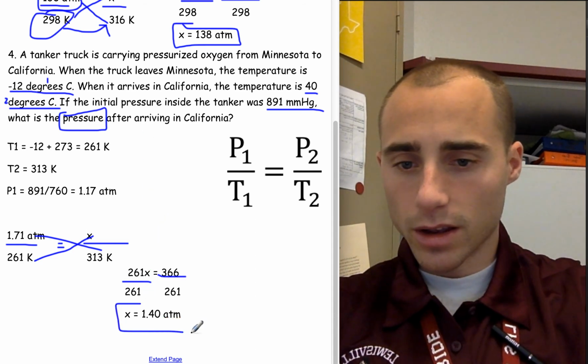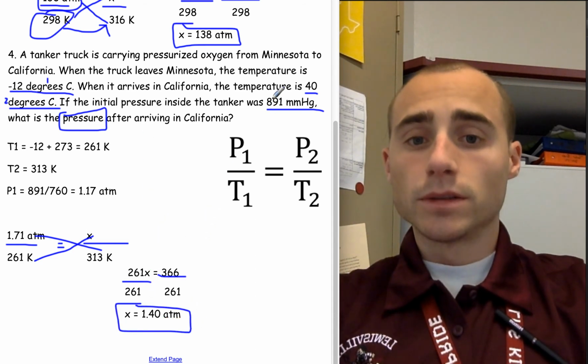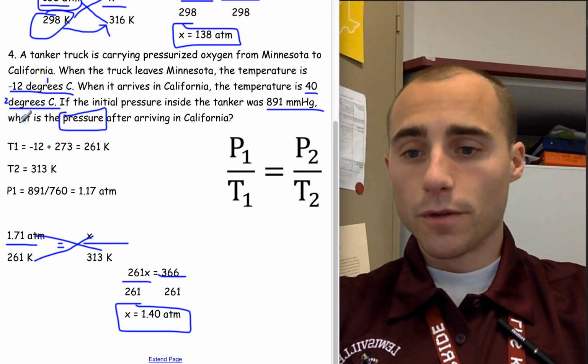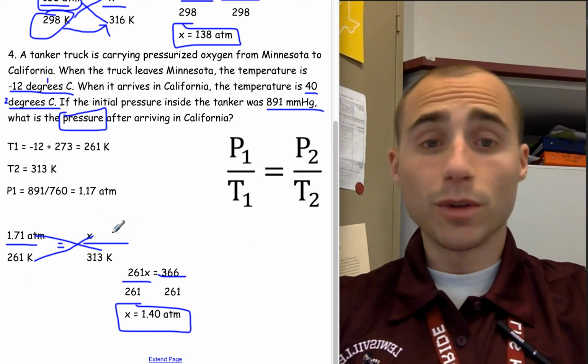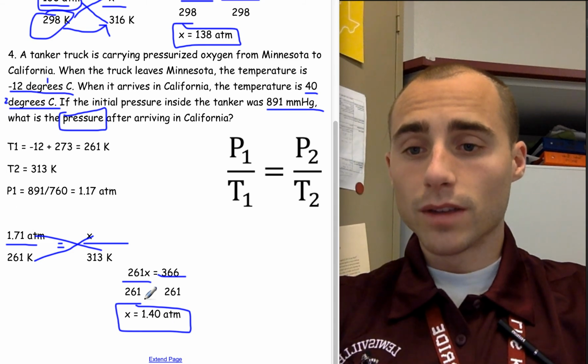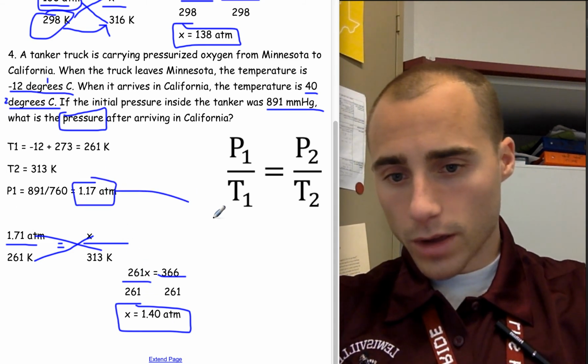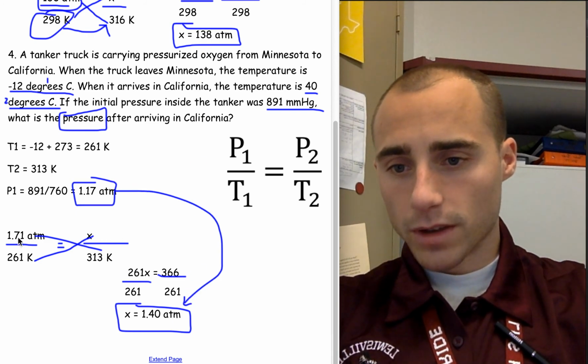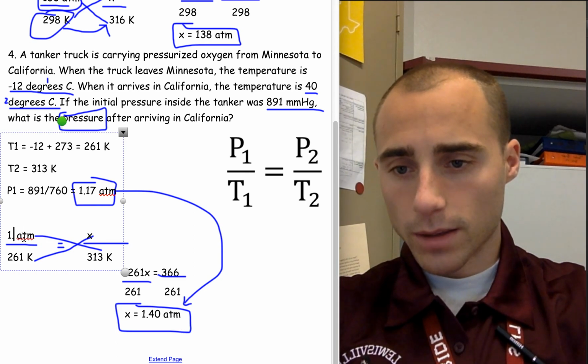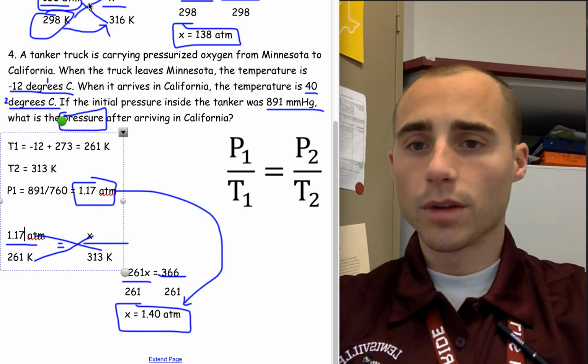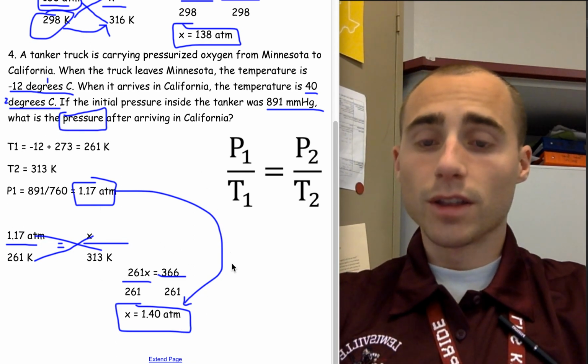So what happened when we increased the temperature significantly from negative 12 to 40 in Celsius, or from 261 to 313 in Kelvin? We increased the pressure from 1.17 all the way to 1.40. Let's go back just to prevent any confusion. I typed that wrong. It should be 1.17. There we go. So that would be our final answer right there, and it follows the law.